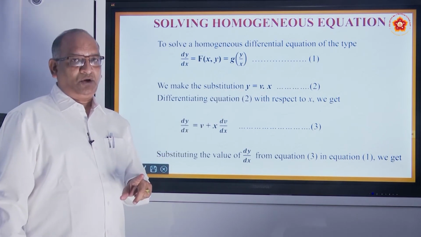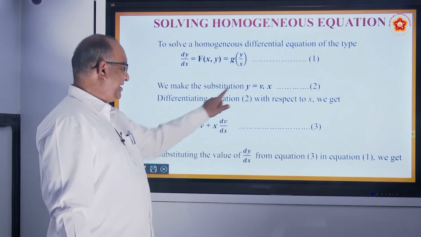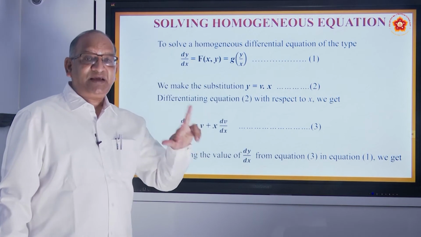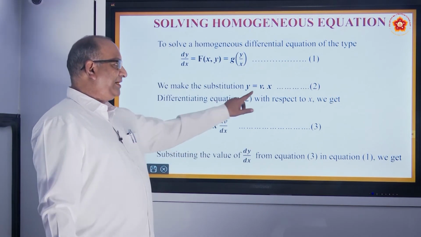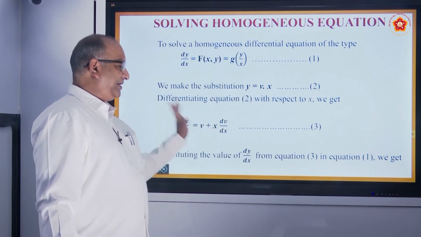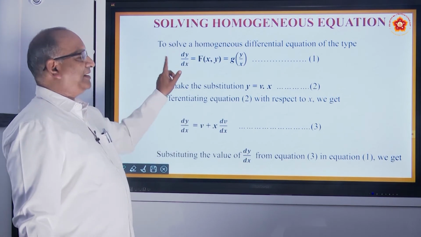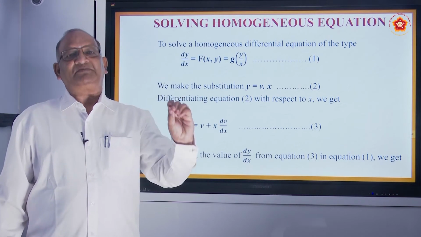If it is so, differentiate both sides with respect to x. So you are going to get dy by dx equal to, apply the product formula because v and x both are variables, v into d by dx of x is 1, so v plus x into dv by dx. This substitution you have to make in place of dy by dx, and wherever y comes you have to substitute vx.